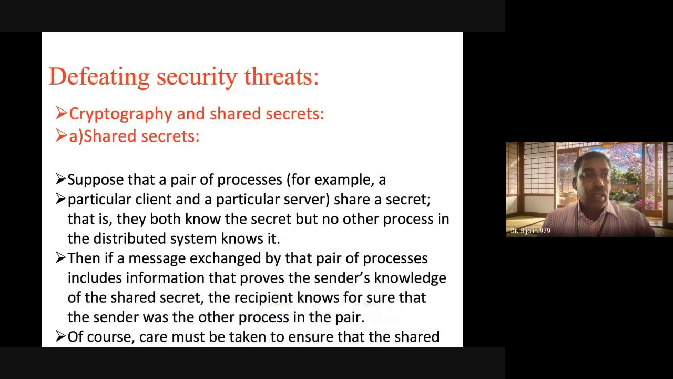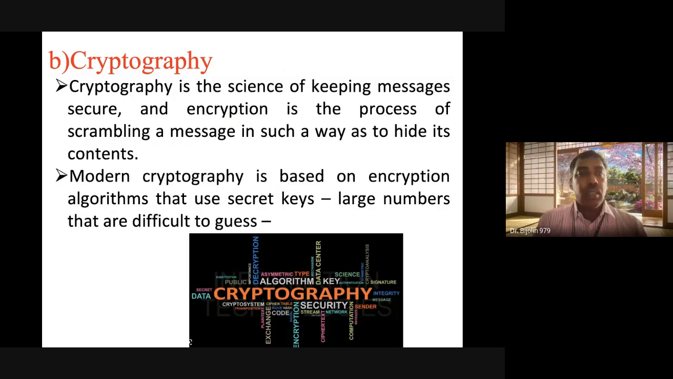So what is a shared secret? A pair of processes, where the client communicates to the server, through some shared secret. That means the secret information should not be transparent, or it can be in another cryptographic form. If a message is being exchanged by the pair of processes, with or without the sender's knowledge, the secret information being shared has to be known only to the particular owner. So that is another main challenge that we face with the shared secret.